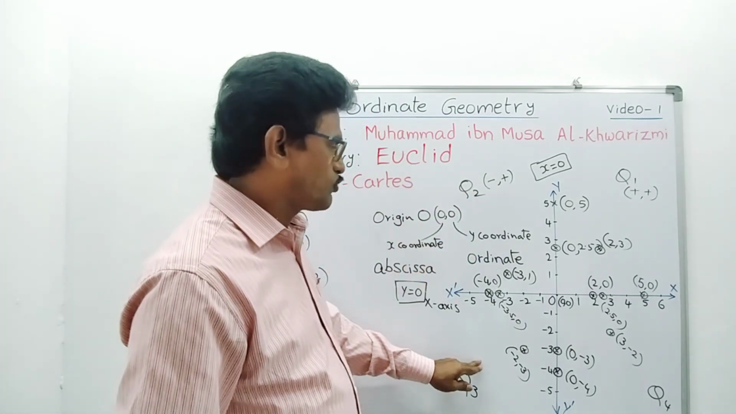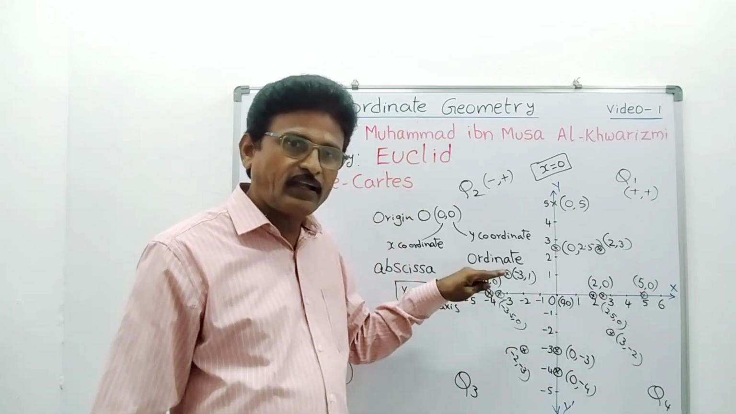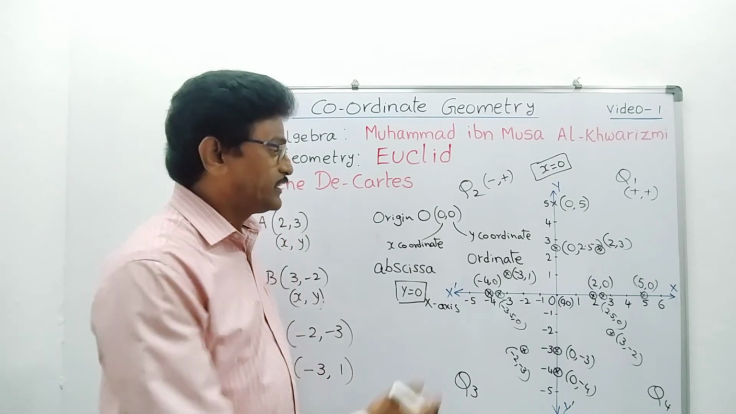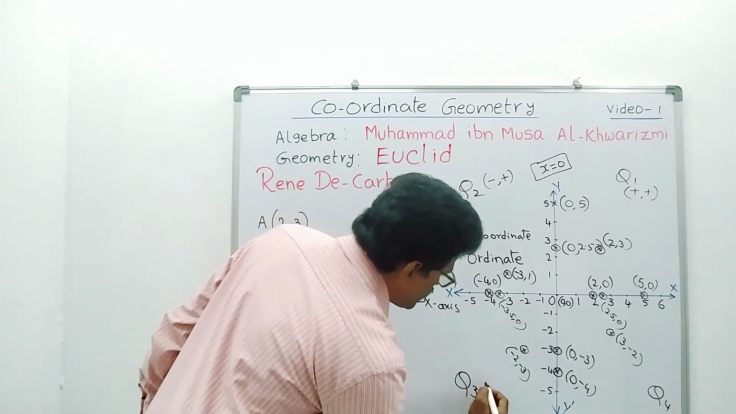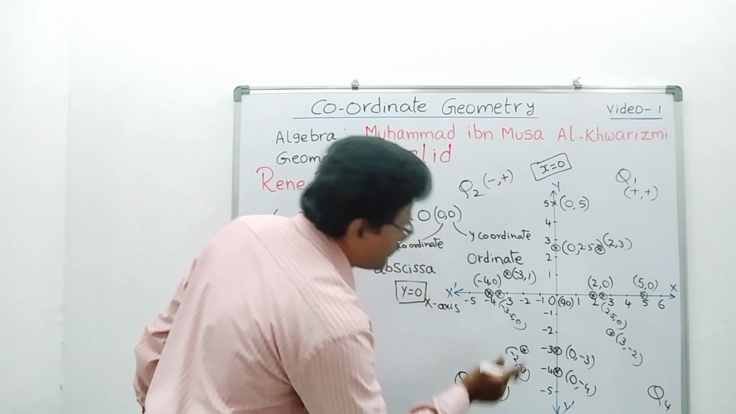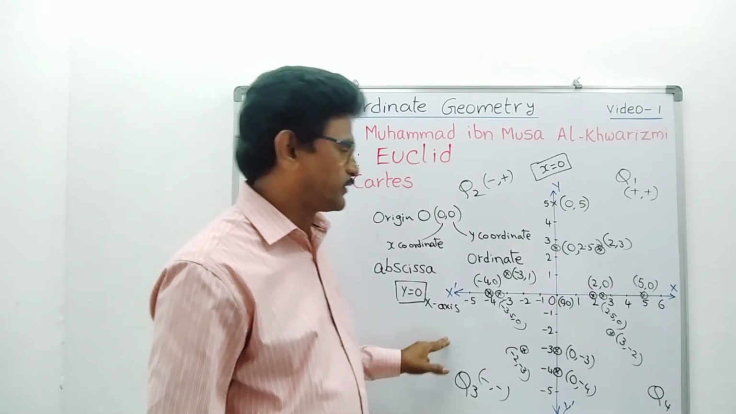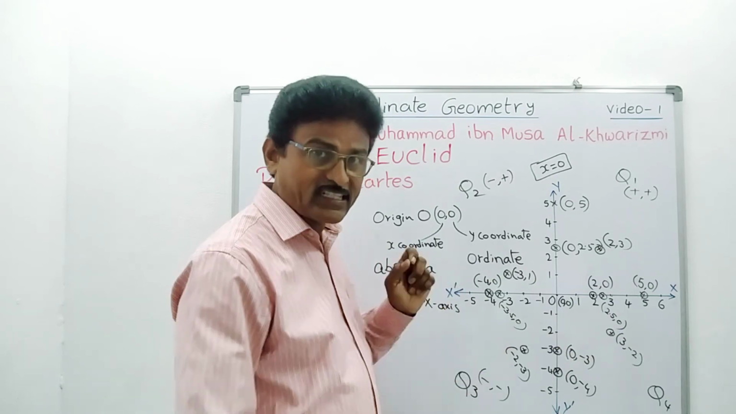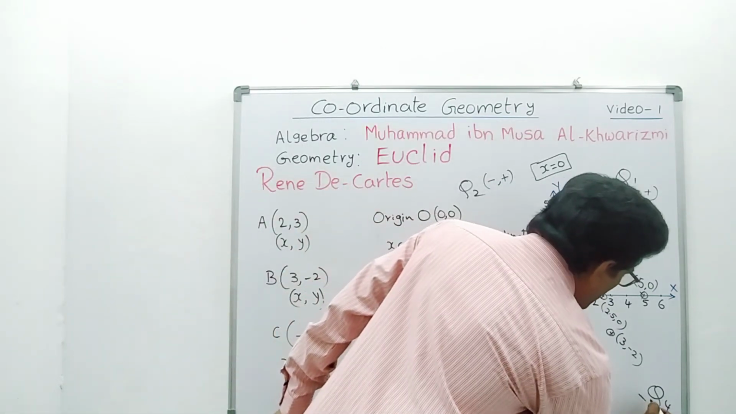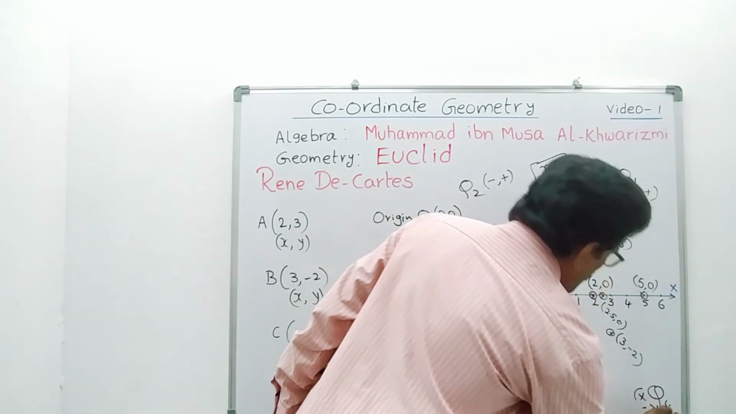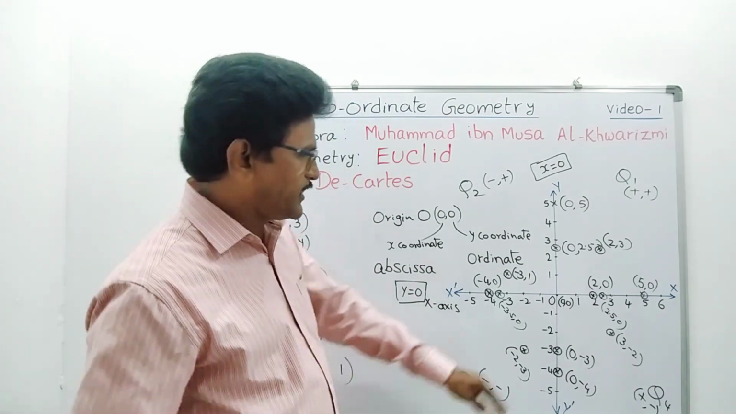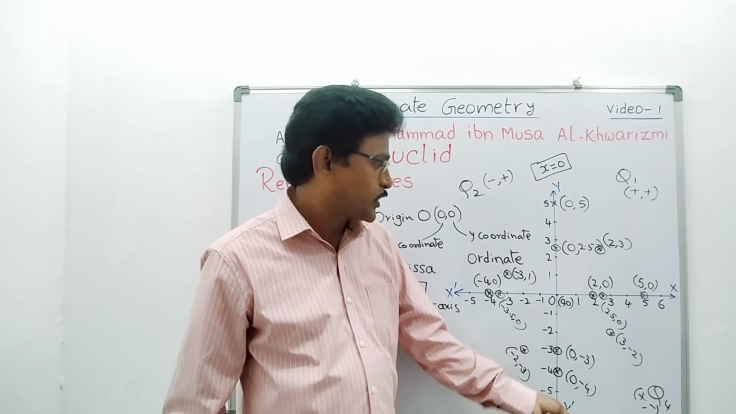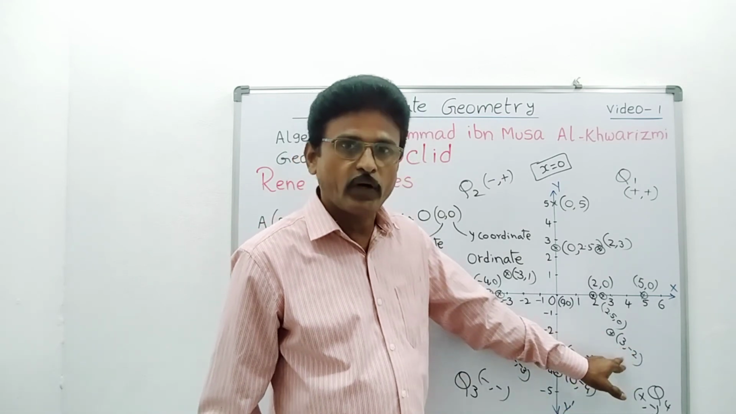Now what about quadrant 3? Left side, down side. Left means negative, down means negative, right? X value negative, y value negative, minus minus, that point will lie in the third quadrant. Now what about the fourth quadrant? Right side, down side. Right side x value positive, right? And down side it is negative, y value negative. See here 3 and minus 2, it lies in the fourth quadrant. Why? Because x is positive, y is negative.